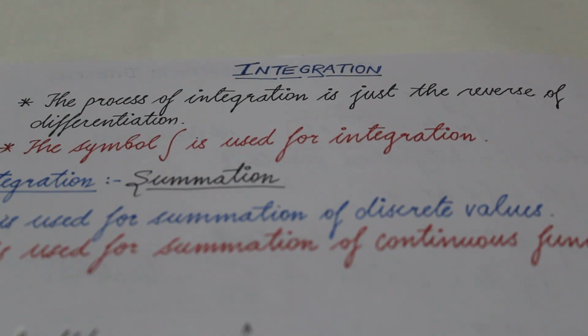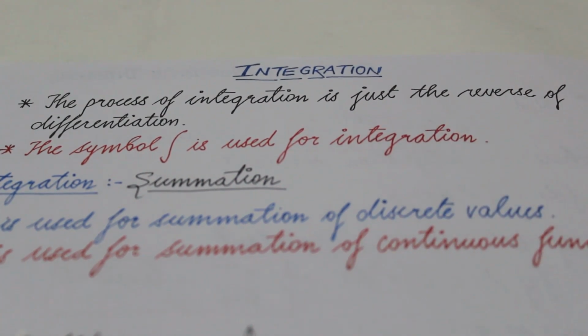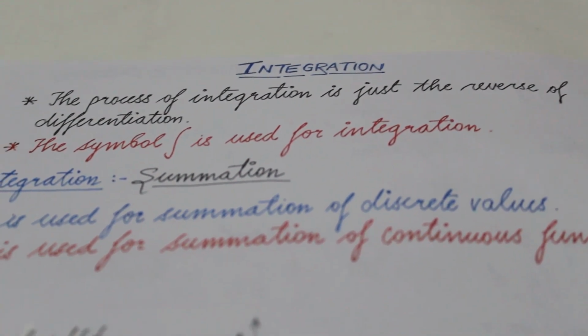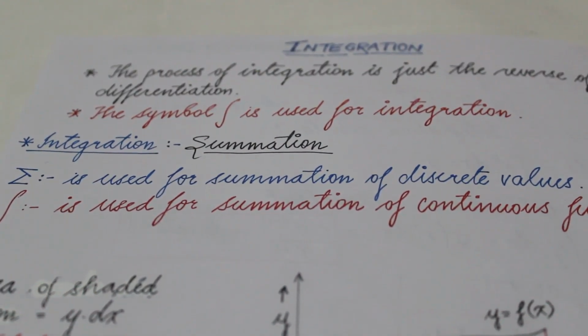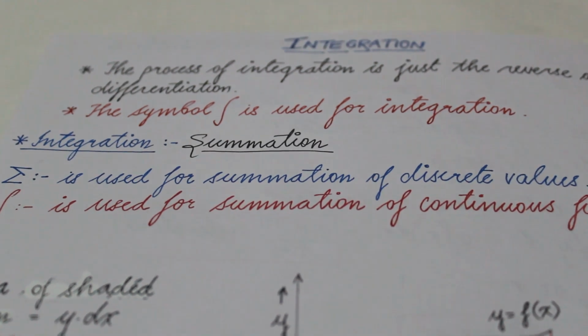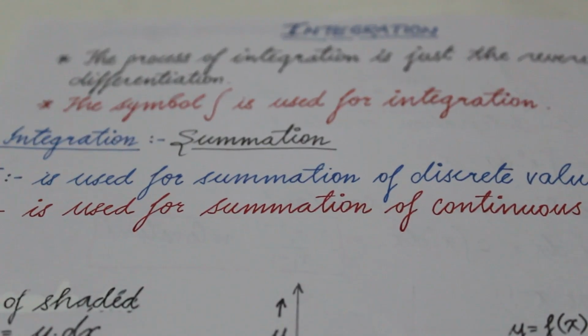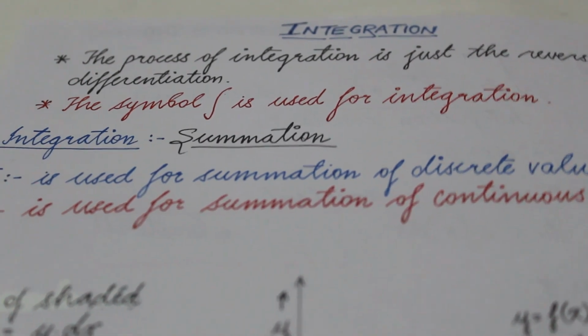This symbol is used for integration. So what basically is integration? Integration simply means summation. Summation means adding up of things. In differentiation we divide things, whereas in integration we add up things. Now what is the use of integration if we can simply add? So we'll study that in this lecture.